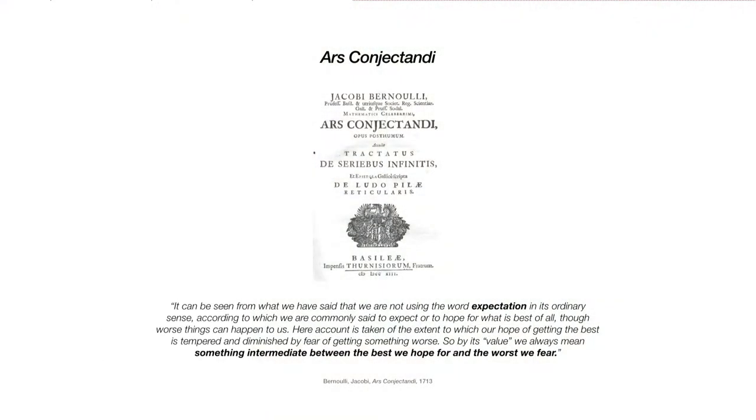And the foundational event for probability theory was the publication of one book called Ars Conjectandi, or The Art of Conjecturing, by Jacob Bernoulli in 1713. Bernoulli was interested in how you can accurately estimate the probabilities of events based on the number of their occurrences. And his major achievement here was that he refined the idea of expectation.